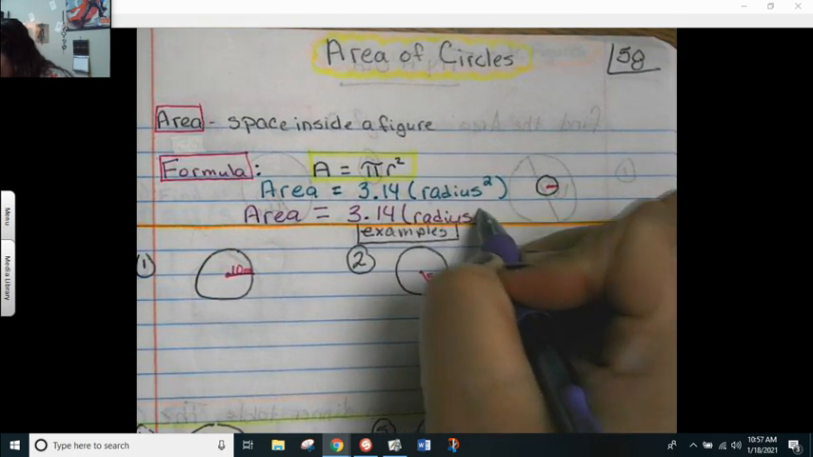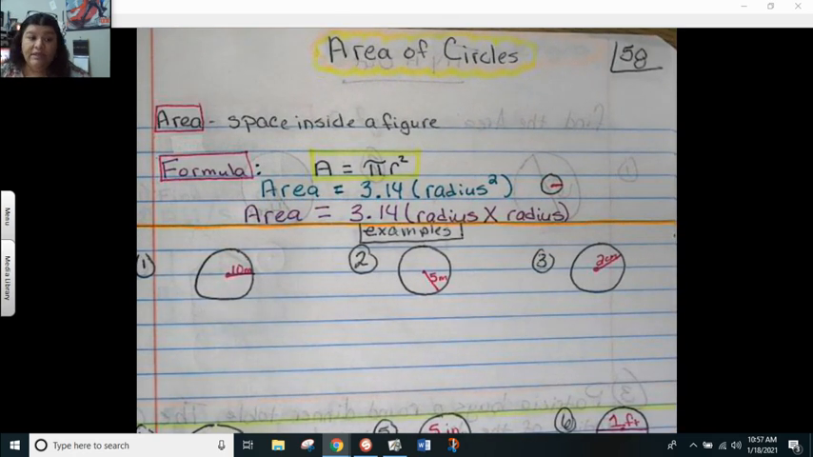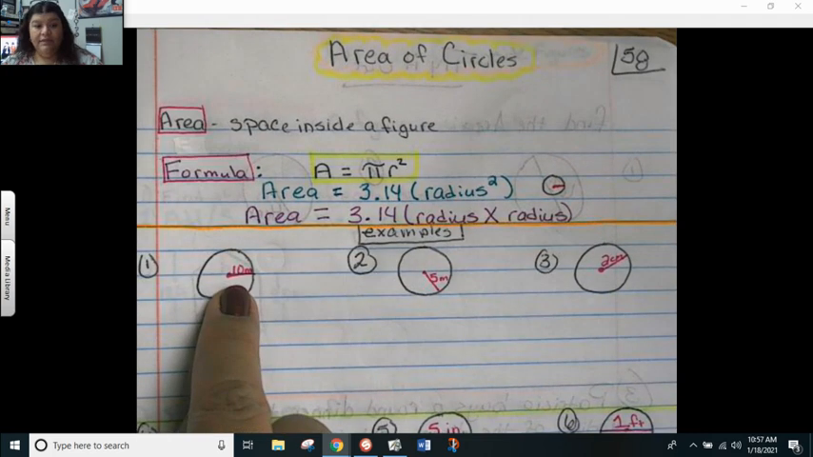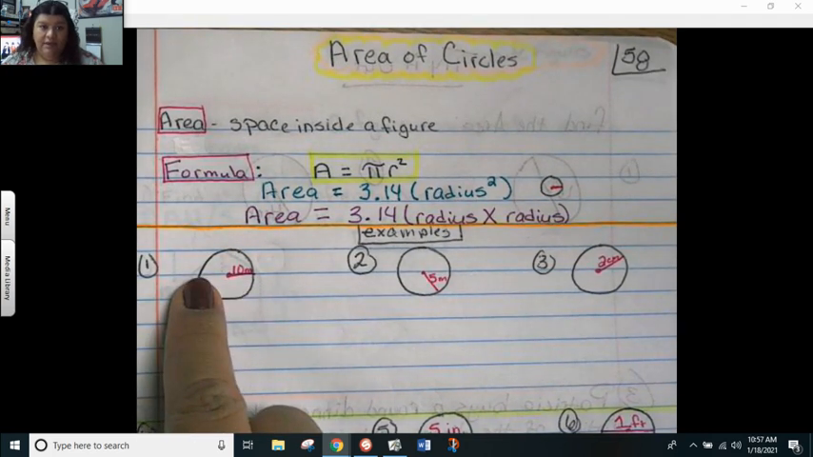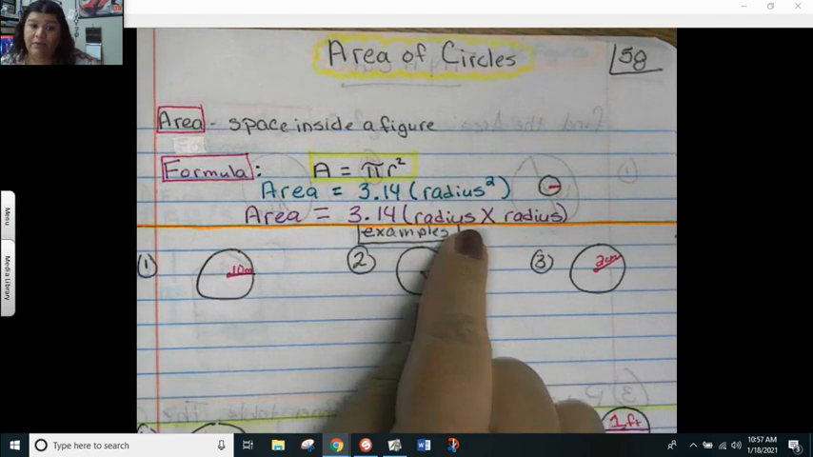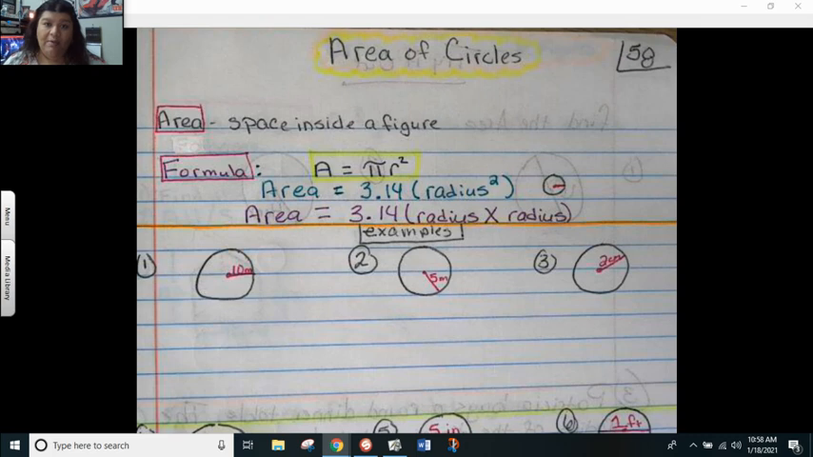Radius times radius again. Now some students get confused and they're like, but ma'am, isn't radius times radius the diameter? No, it is not, okay? Radius times 2 is the diameter, right? If I were to take this radius and do radius plus radius, that gives me 20. That gives me the diameter. But here I want radius squared, radius times radius. So in this problem, it would be 10 times 10, okay? And 10 times 10 gives me 100. That does not give me that 20 for the diameter. So that is why you cannot use the diameter in this formula, okay?